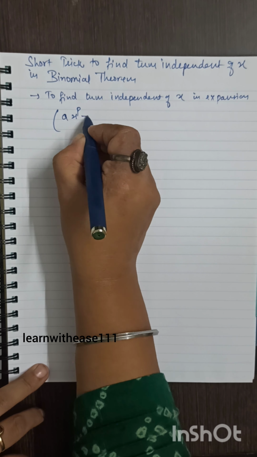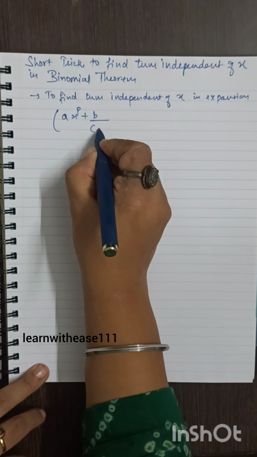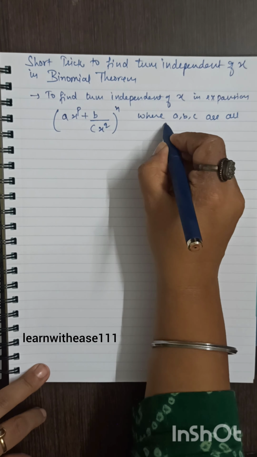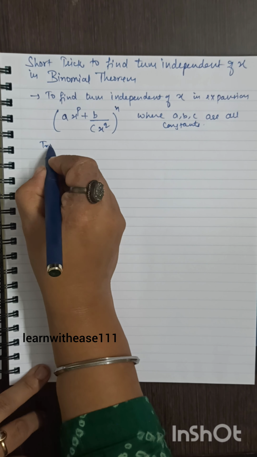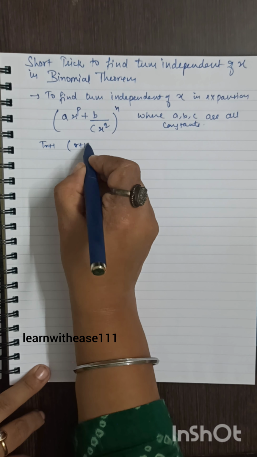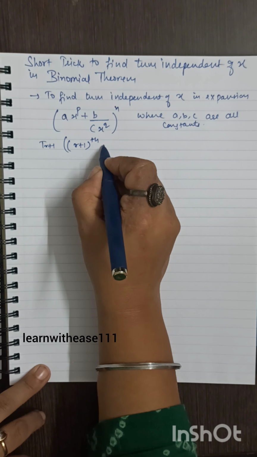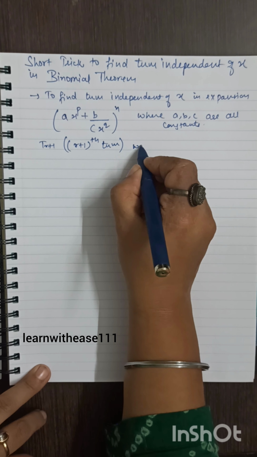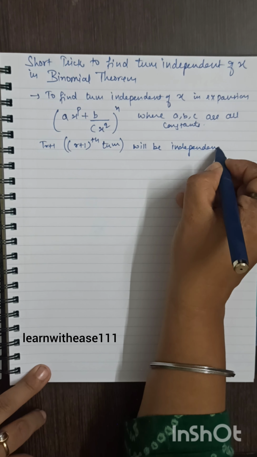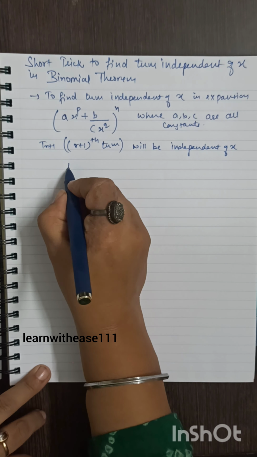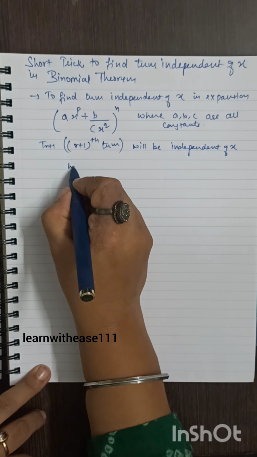(ax^p + b/(cx^q))^n, where a, b, c are all constants. So T(r+1), or you can say the (r+1)th term, will be independent of x, where r is given by n times p upon p plus q.